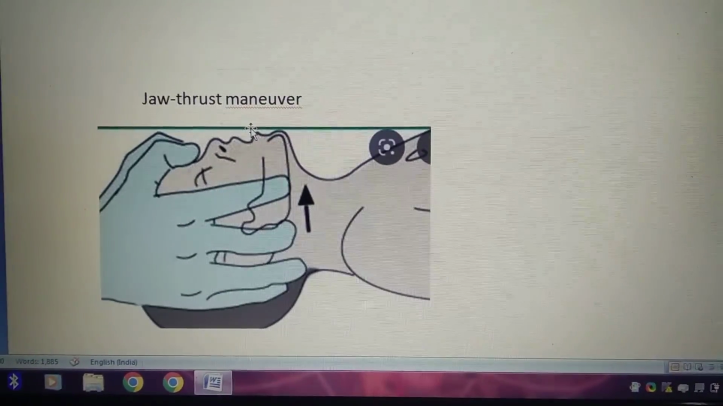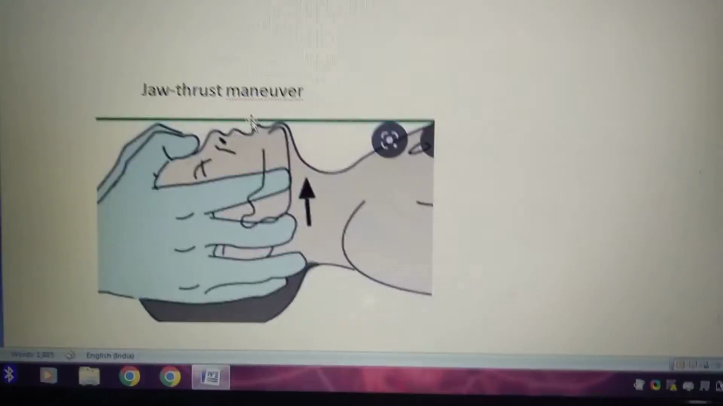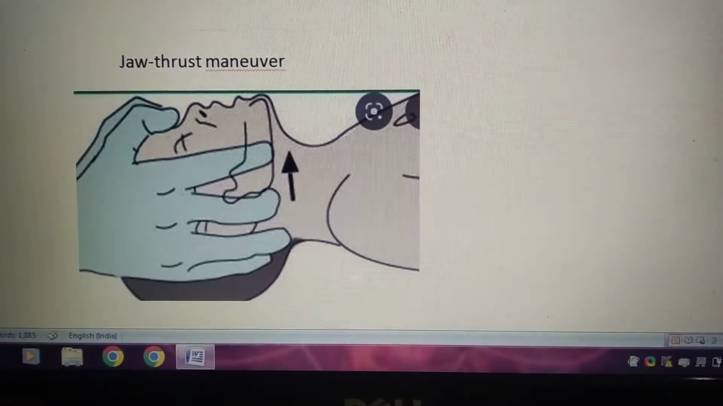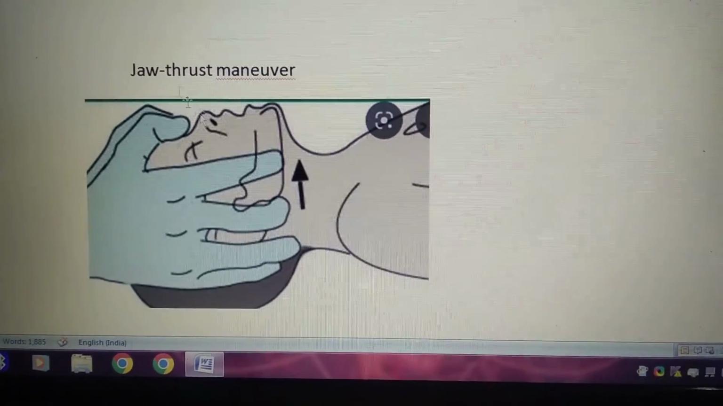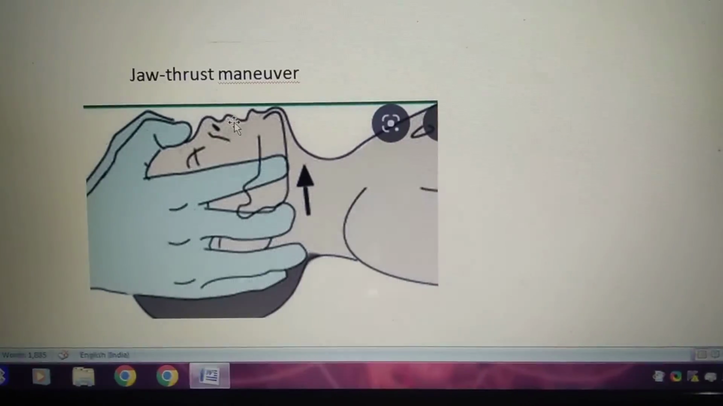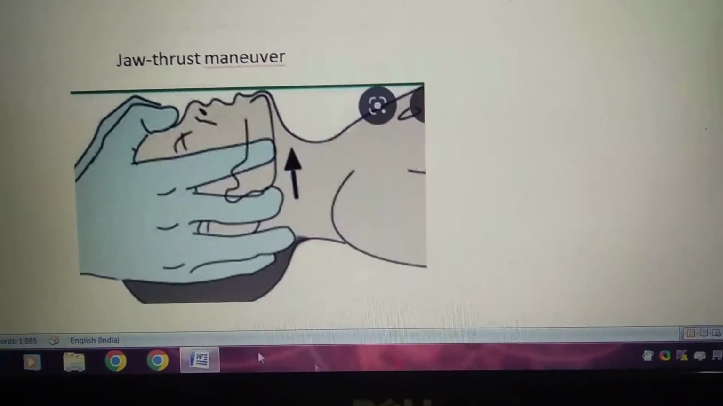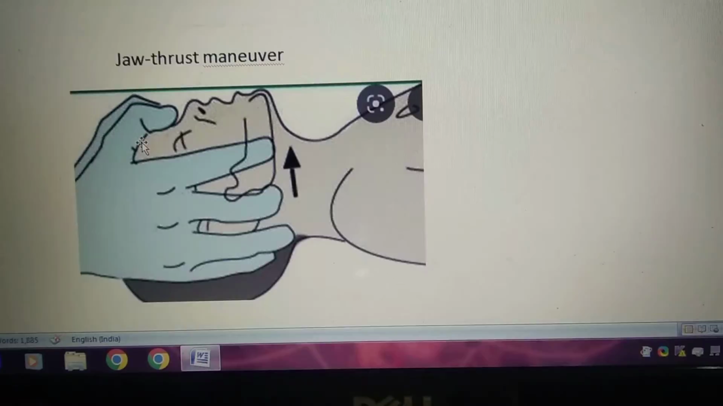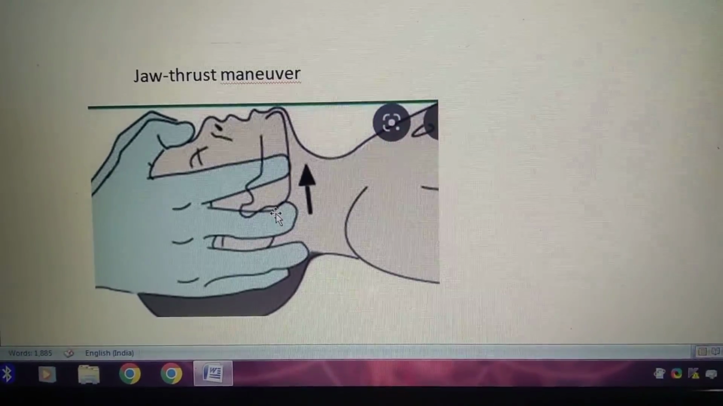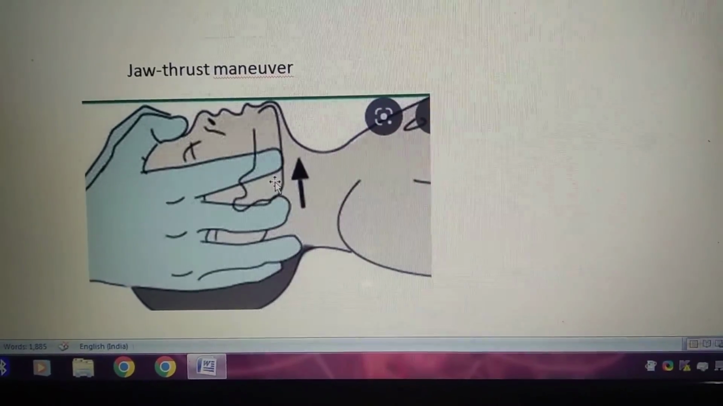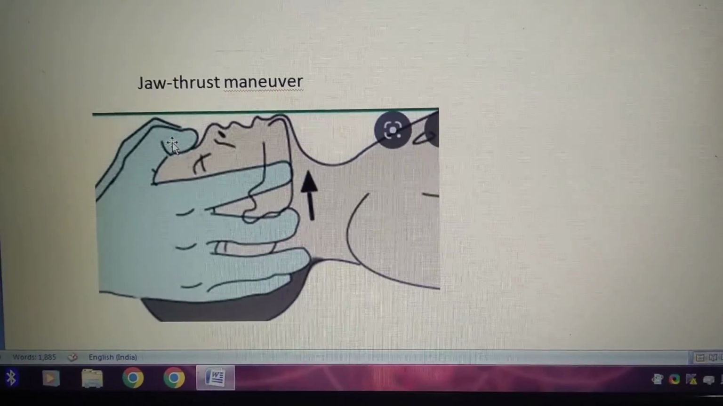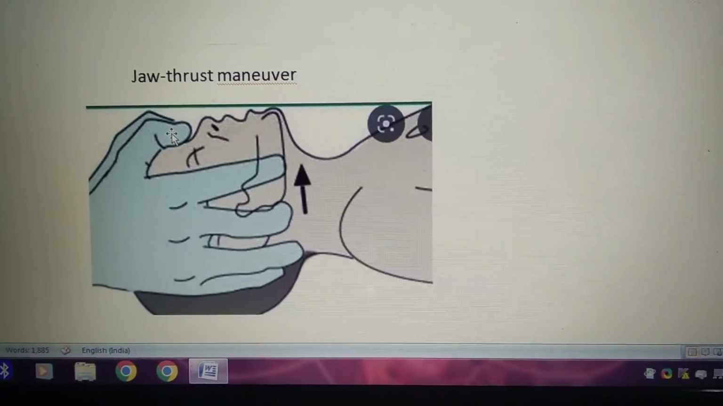The second technique to open the airway is the jaw thrust maneuver. Again, we should look for any secretion or obstruction by a foreign body in the nasal orifice and the oral orifice. But the jaw thrust maneuver is done with the observer doing the procedure from the head end of the patient. He is standing here using both hands, and as you can see, three fingers are behind the angle of the mandible. One finger is on the lower border of the mandible. The thumb is at the level of the forehead. So you have to hold on to the head.